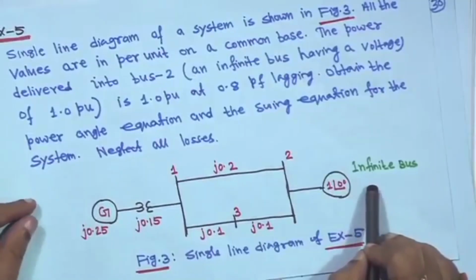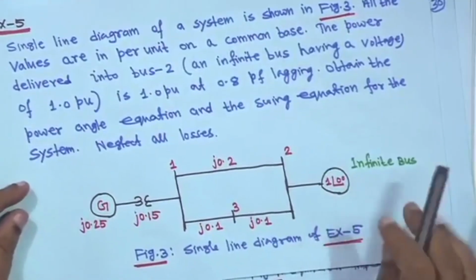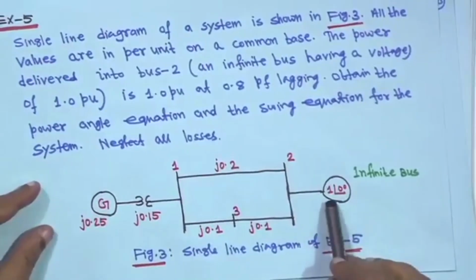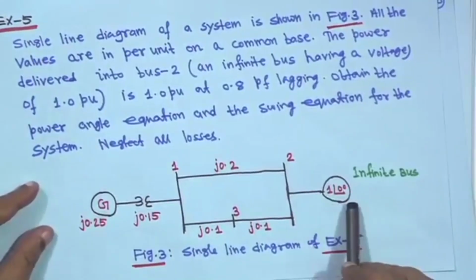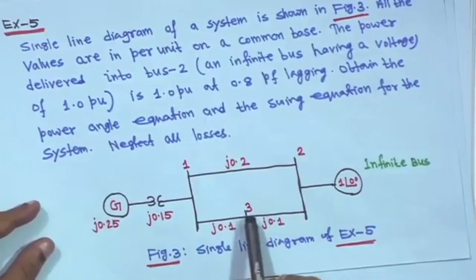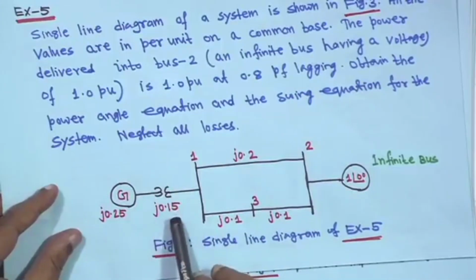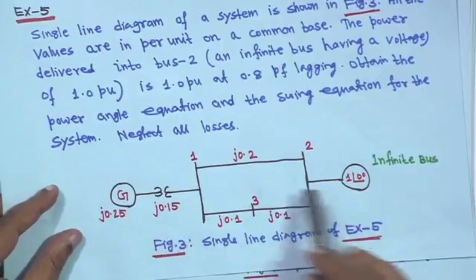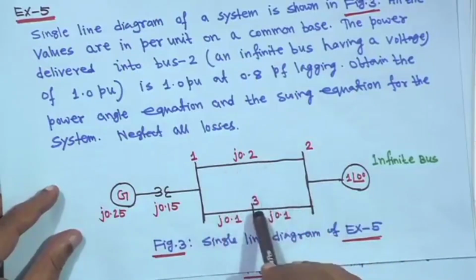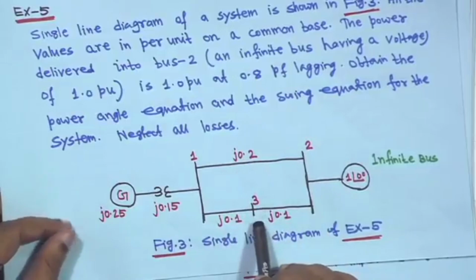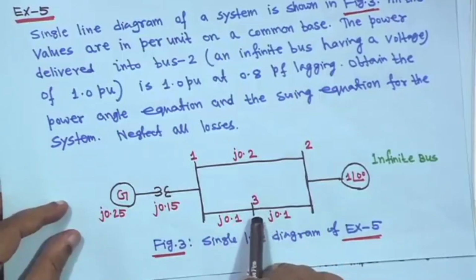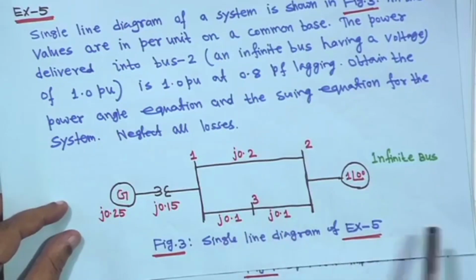Because in this problem an infinite bus is there, I thought I should explain it, and in most numericals you always take it as 1 angle 0. So, bus 3 is given. In this problem the generator reactance is given as J 0.25, the transformer is J 0.15, and the line 1 to 2 is 0.2. I have made another bus bar 3, and this side is J 0.1, J 0.2, the same line, but the total is 0.2.